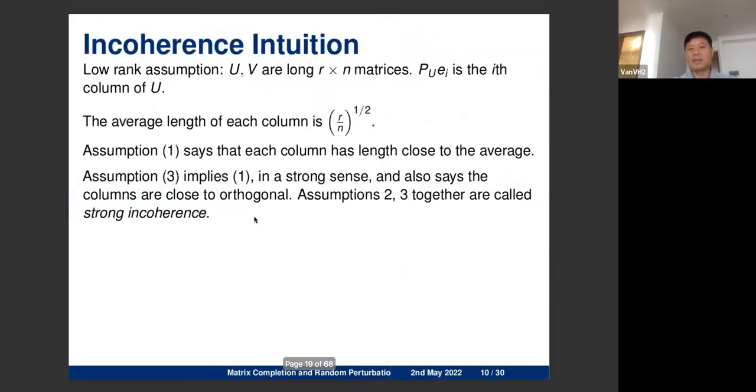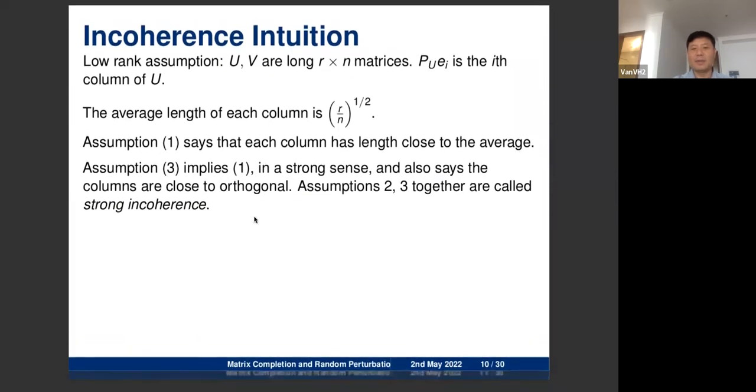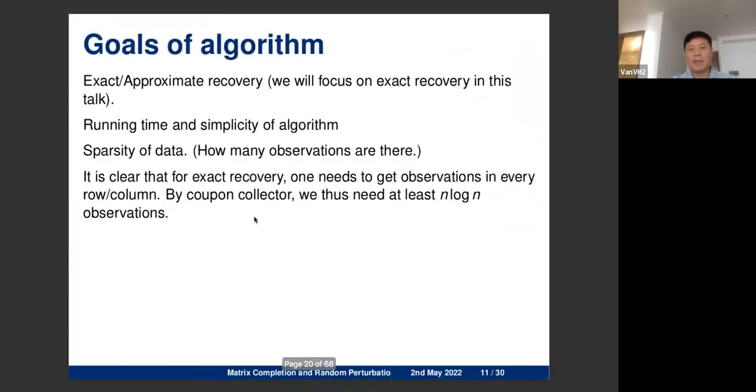Yeah. So here's just the intuition behind this, but you don't need to really remember them. Anyway, the goal of the algorithm is what? You want to do either an exact or approximate recovery. Approximate means that we have a few errors here and there. And in this talk, we will focus on exact recovery, namely that we have exactly the matrix which was hidden in the beginning. Now, if we run an algorithm, we care about the running time, of course, and the simplicity of the algorithm.